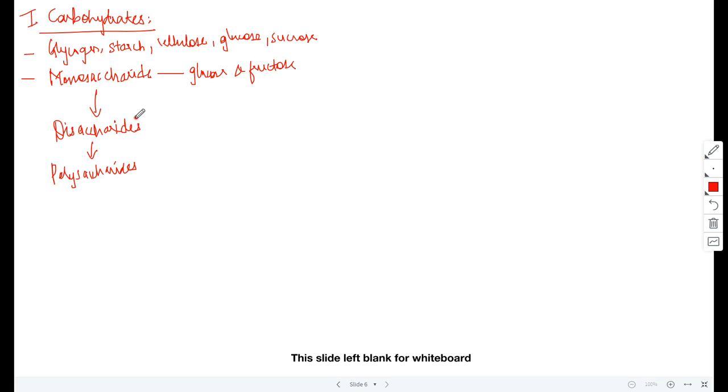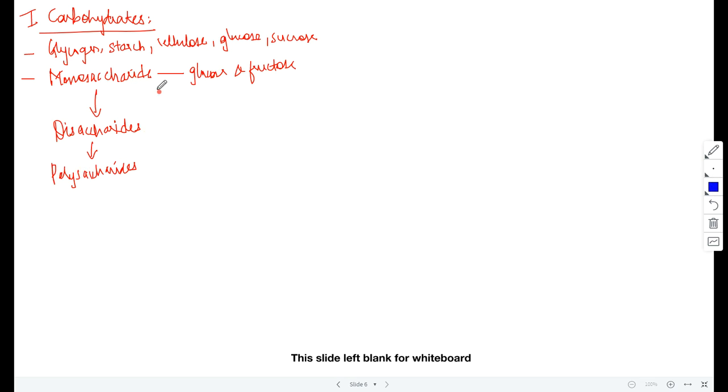Now, this was a simple structure, the monosaccharide, am I right? But now they have joined and joined and joined, and they have made a big complex structure, the polysaccharide. Now we need to break them down.